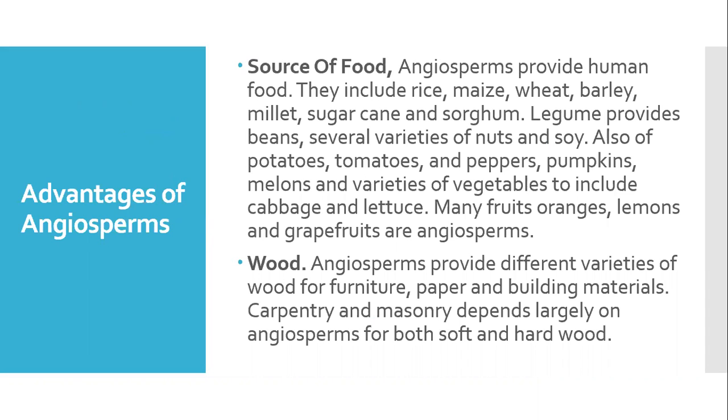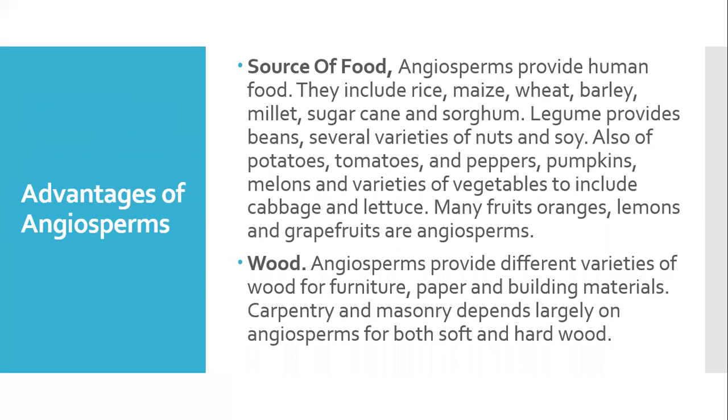The first one is that they are a source of food, as angiosperms provide humans with food. They include rice, maize, wheat, barley, millet, sugarcane, and sorghum. Also, legumes provide beans, several varieties of nuts, and soy. Others like potatoes, tomatoes, peppers, pumpkins, melons, and other varieties of vegetables are included, such as cabbage and lettuce.